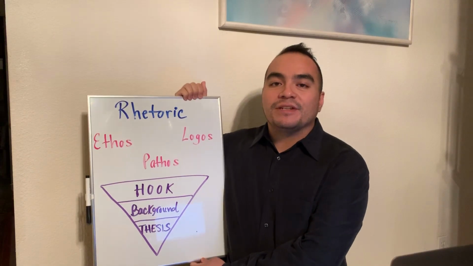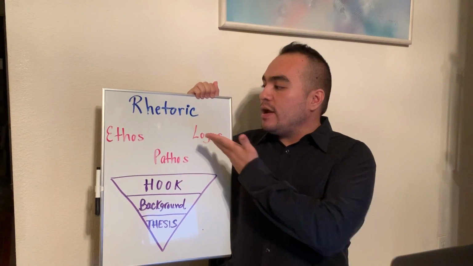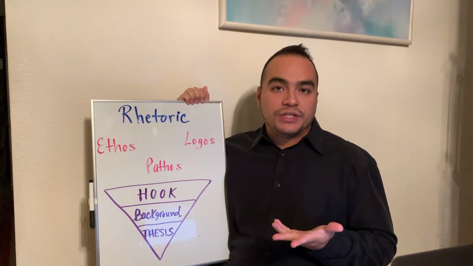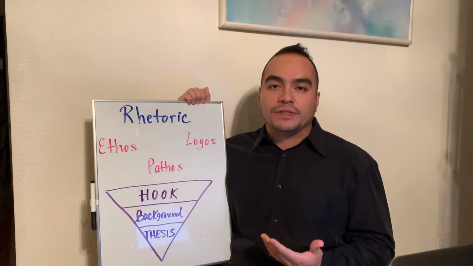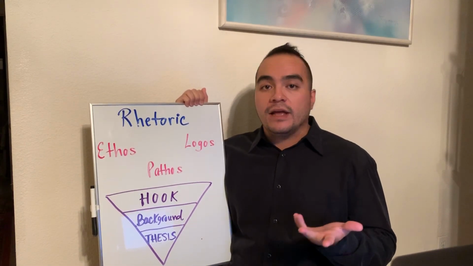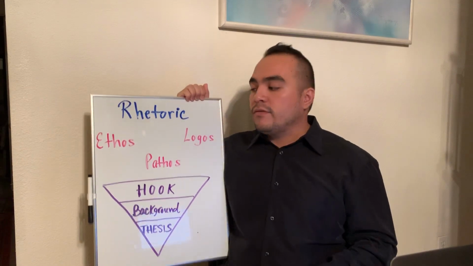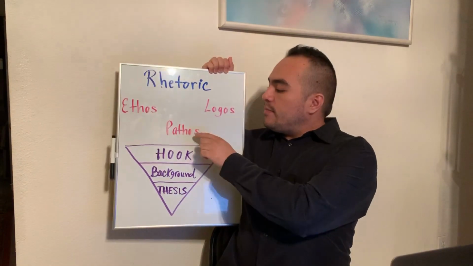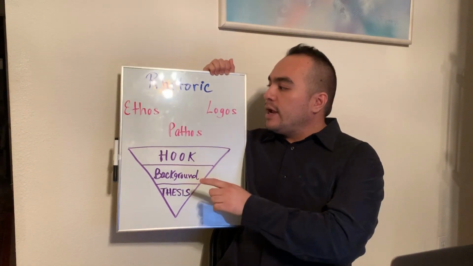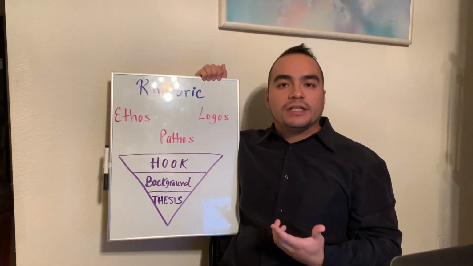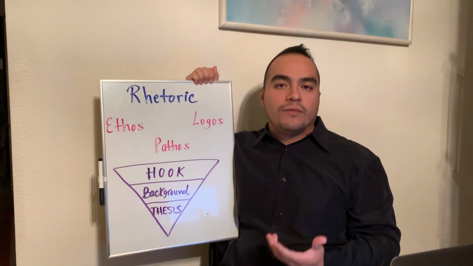Hey everybody, so today we're taking a look at rhetoric, and rhetoric is the art of persuasion. There's so many different ways that you can persuade people nowadays in your writing, and today we'll take a look at three: ethos, pathos, and logos. So ethos essentially is a rhetorical appeal through credibility.